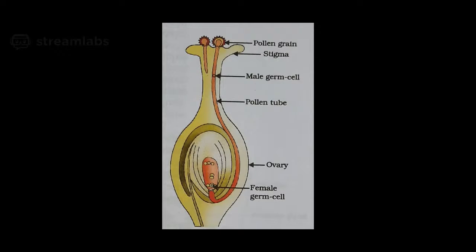Soon after fertilization, the ovule forms the seed and the ovary forms the fruit.